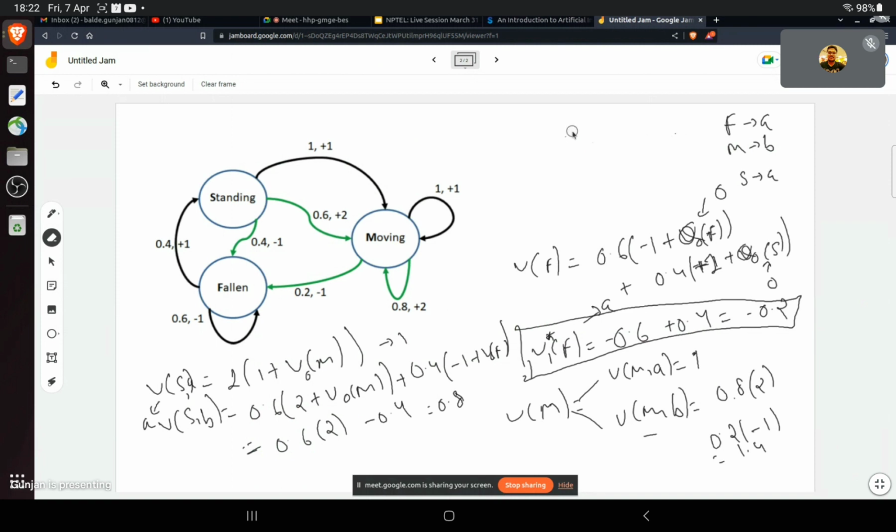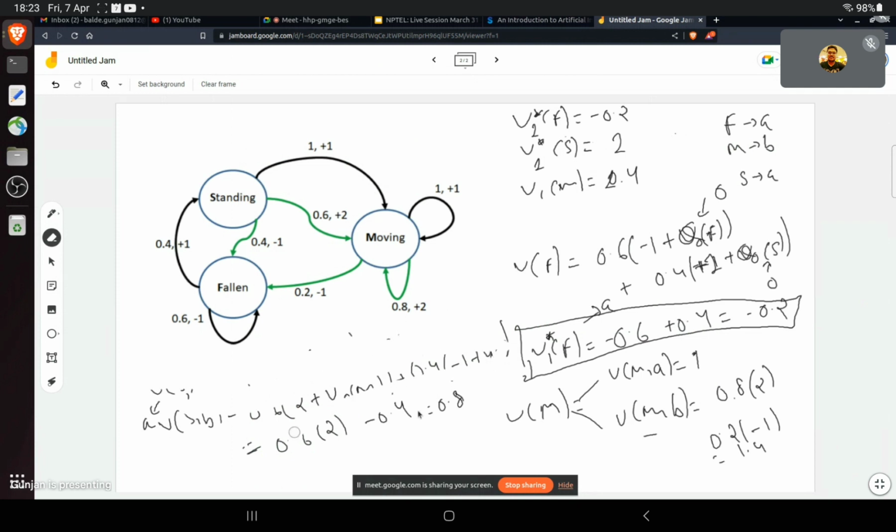Okay, yeah. So after doing one step of policy iteration, we have V star of F as minus 0.2, V1 of S as 1, and V1 of M as 1.4, right? So this is all the data that we have got so far.